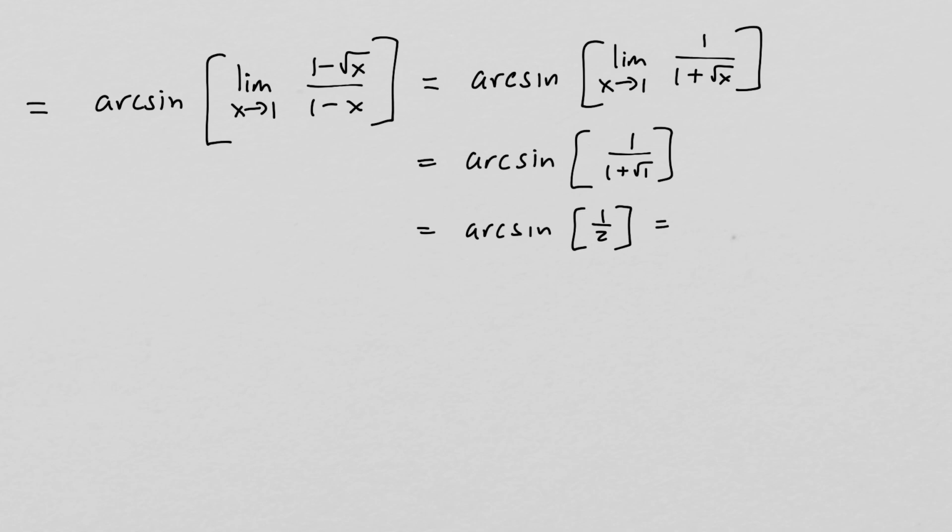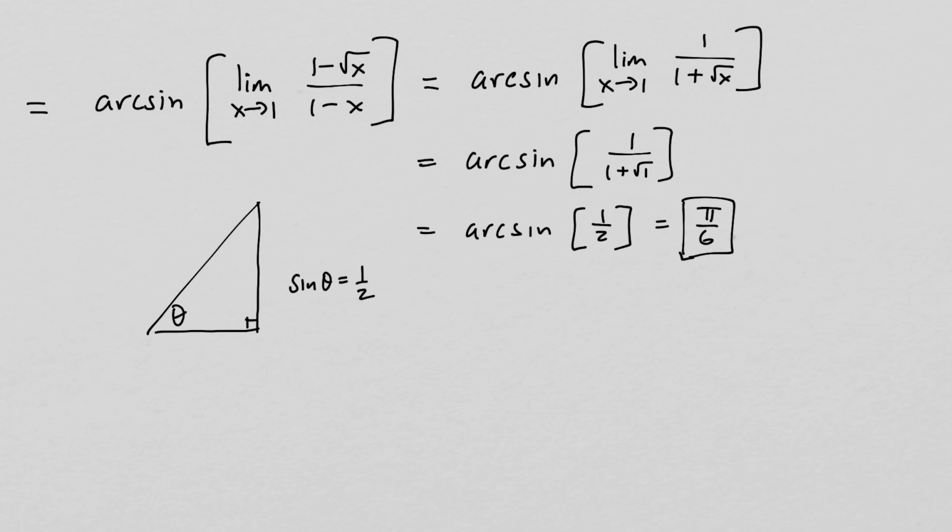And then now we have to figure out what is the arc sine of 1/2. Well, it turns out that it's pi over 6. You know this from trigonometry. If you don't know this, then the way you figure this out is you draw a triangle, and we're going to label this angle theta. And we know that the sine of theta is equal to 1/2.